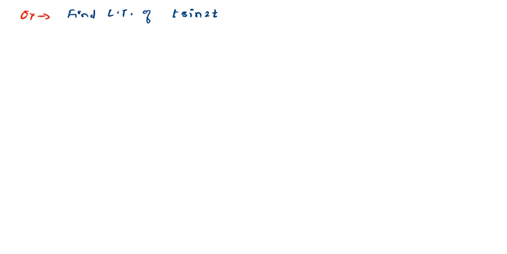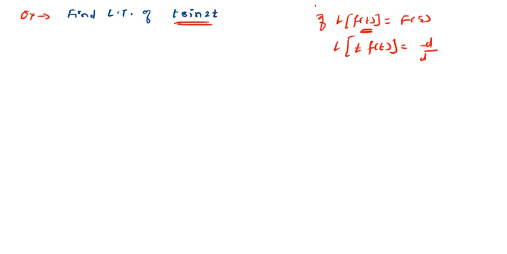For example, I want to find the Laplace transform of t into sin 2t. Now we know by the definition of multiplication by t, what is the definition? If L of f of t is F of s, then if I multiply this f of t by t, what will happen? You will have to take the derivative with respect to s of F of s. But what is this F of s? This F of s is nothing but L of f of t.